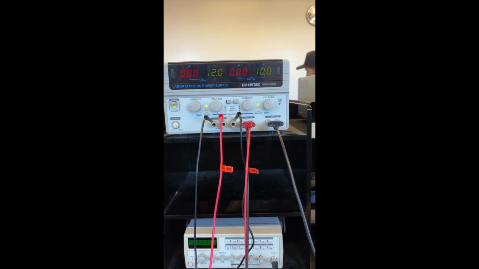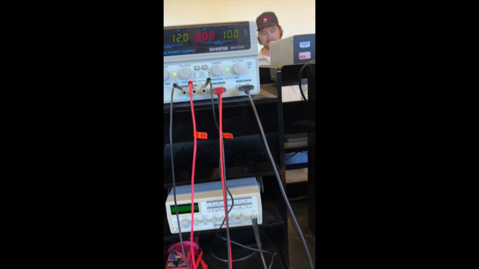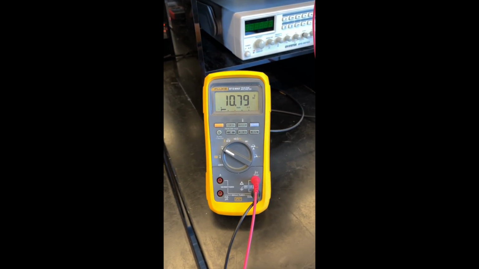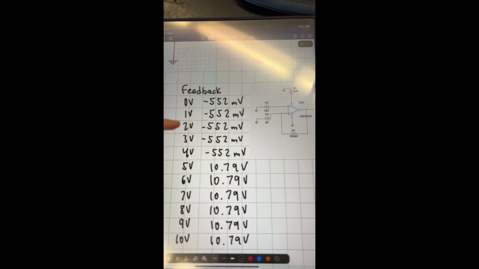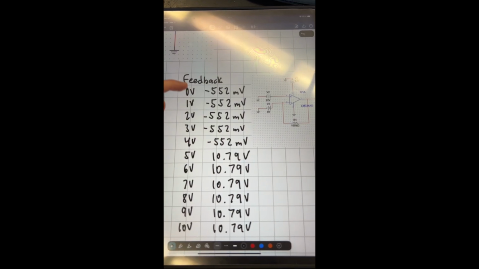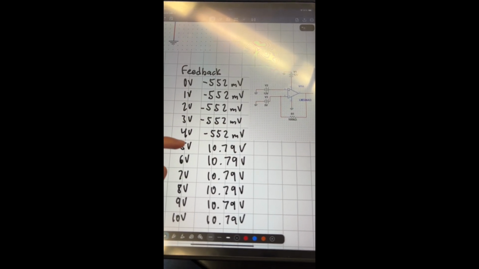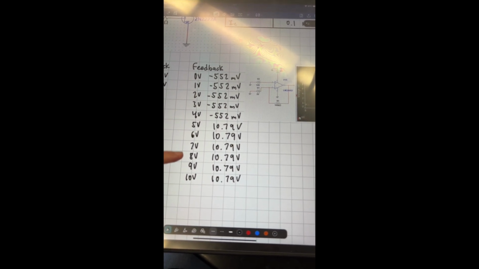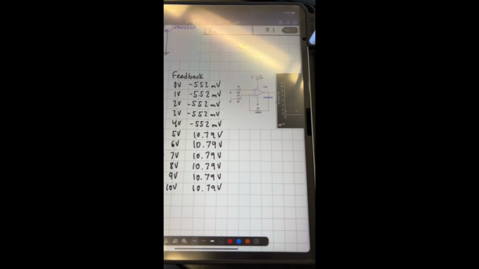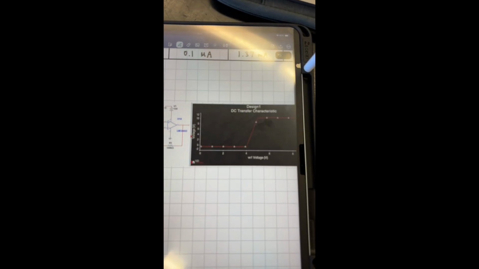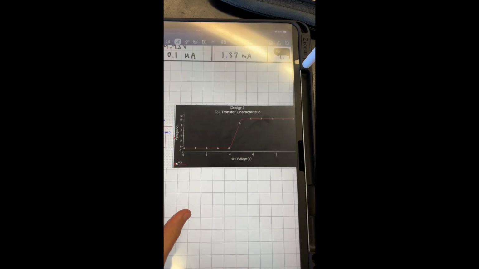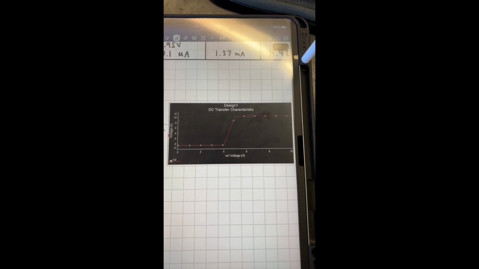All right, and now I've gone all the way up to a Vin of 10 volts, and I'm still getting the same output of 10.79 volts. So from 0 to 4 volts for our Vin, we got negative 552 millivolts. And then from 5 to 10 volts, we got 10.79 volts, which pretty closely matches the predicted graph here for the Vout when compared to the Vin.